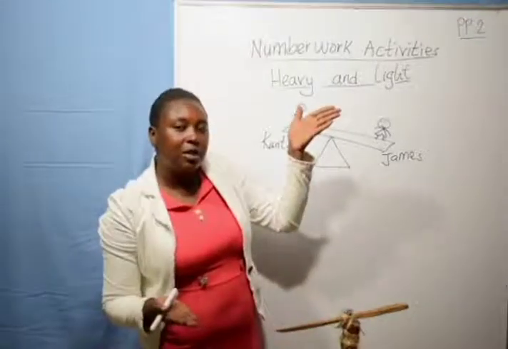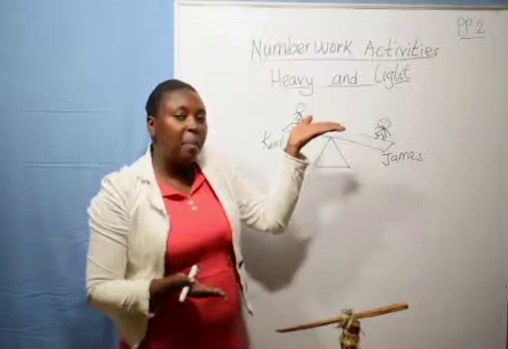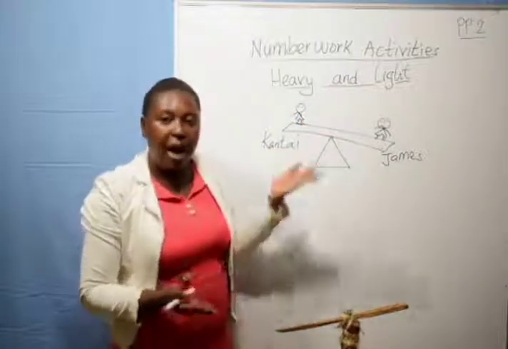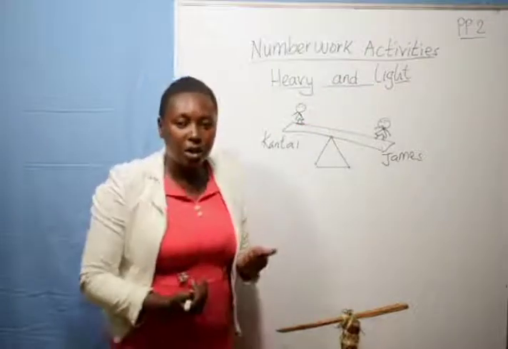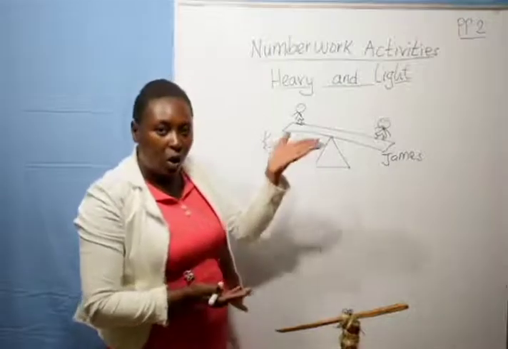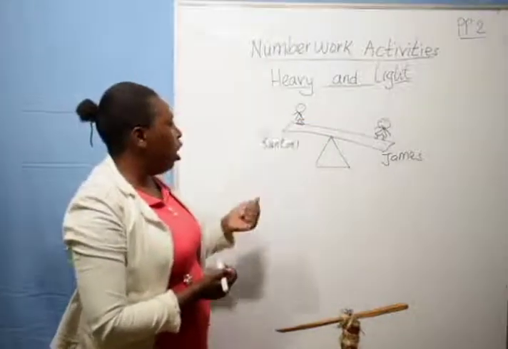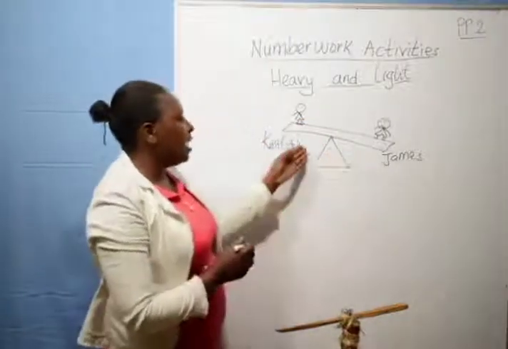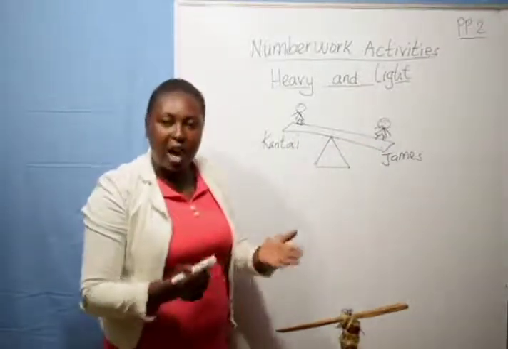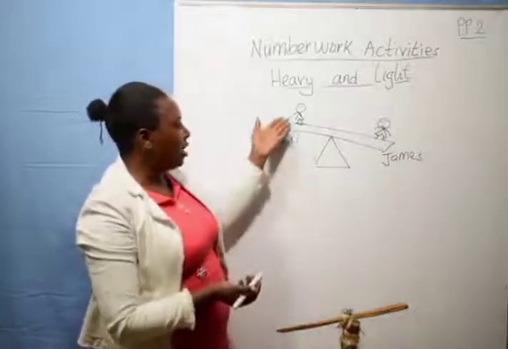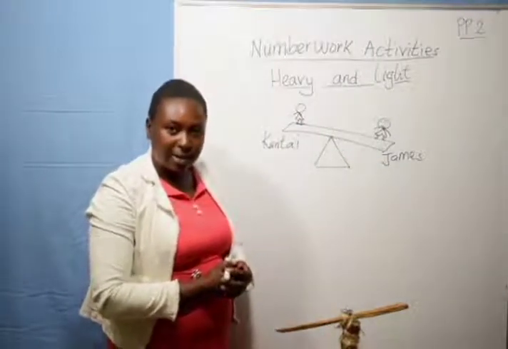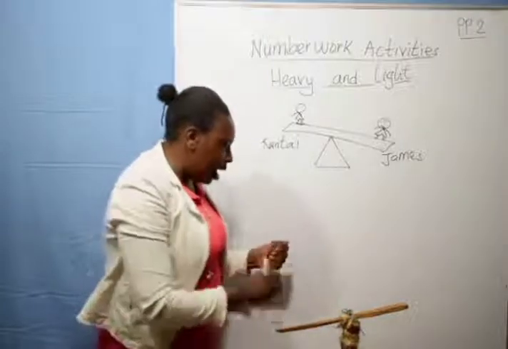One part of the seesaw is up. Definitely the upper part of the seesaw shows you that that person is heavy, and the one who is down is shown to be lighter than the person that is going up the seesaw. So Kantai and James, Kantai is heavier than James. Kantai is heavier than James because Kantai is up and James is down. Yes.